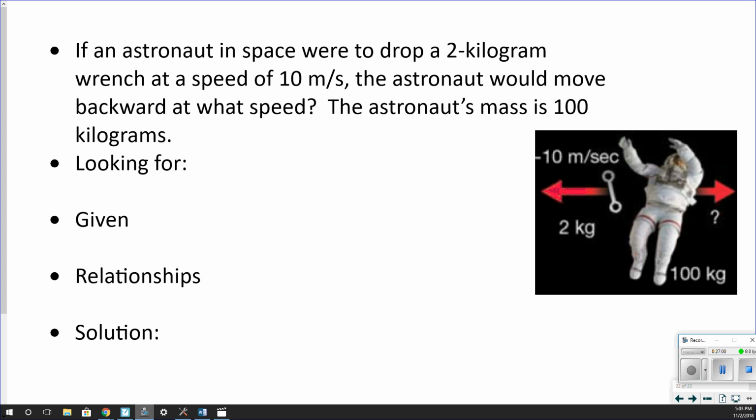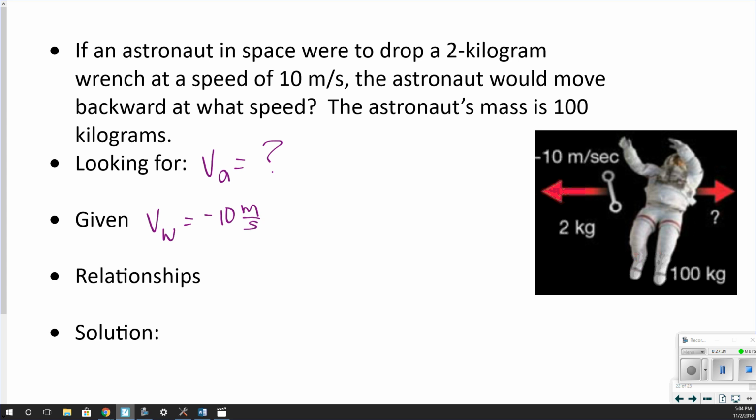So what are we looking for? We're looking for the velocity of our astronaut, so I'm going to use V and A for that. We don't know what that is. What are we given? We're given the velocity of our wrench, I'm going to use a W for that. The velocity of the wrench is, sorry, I mean negative 10 meters per second, because the wrench is going to the left.